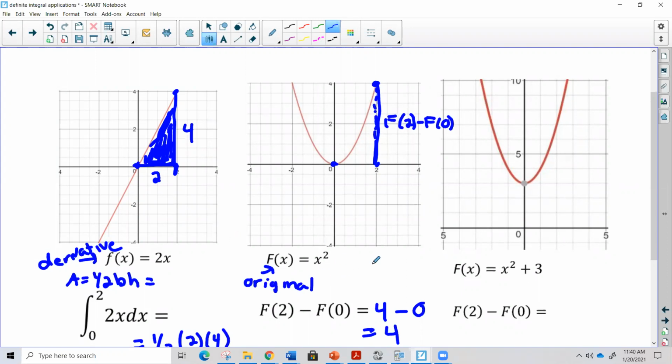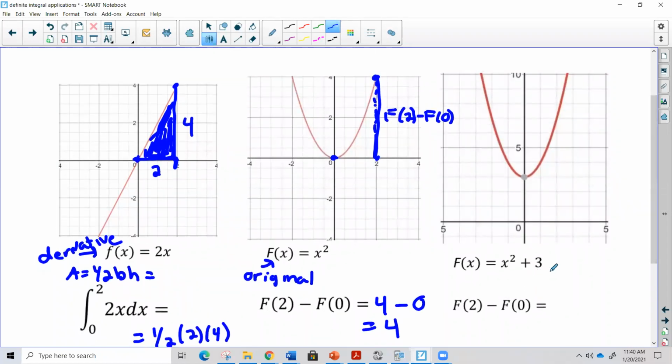Okay, now, what if c is something else? It really doesn't matter what c is. Let's look at if c, our constant, was 3. It's going to give me the same thing. If I found F of 2, here's 2. On my graph, it's here. That y value is 7, or you could plug it in here to find it. 2 squared is 4, plus 3 is 7. F of 0 is this y value, which is 3, or you could find it by doing 0 squared plus 3 is 3, and then 7 minus 3 is 4.